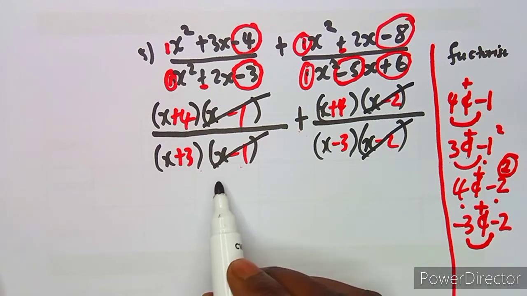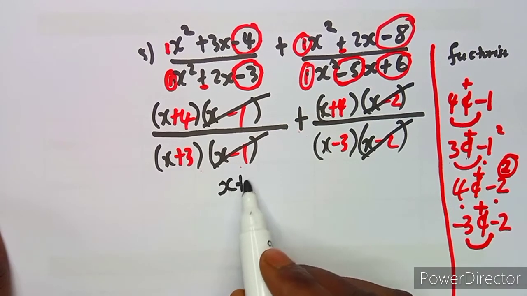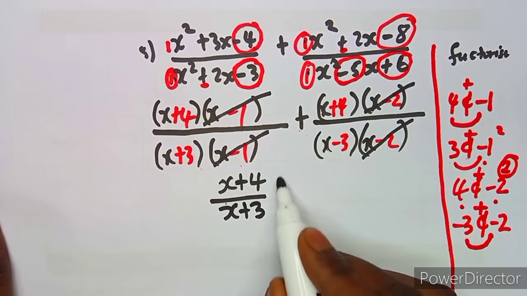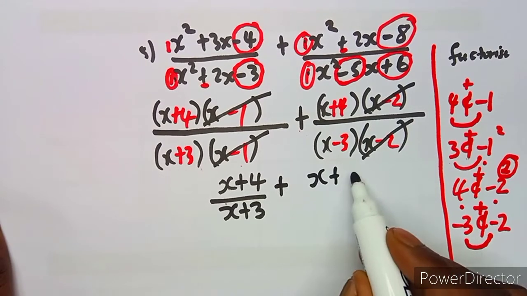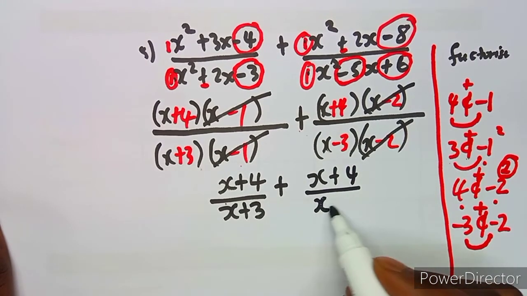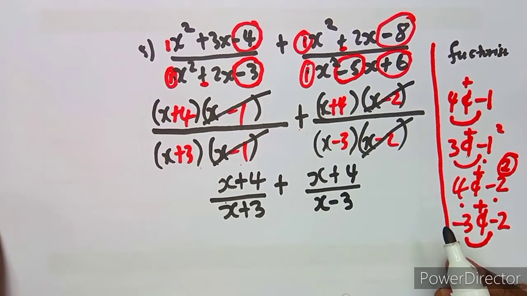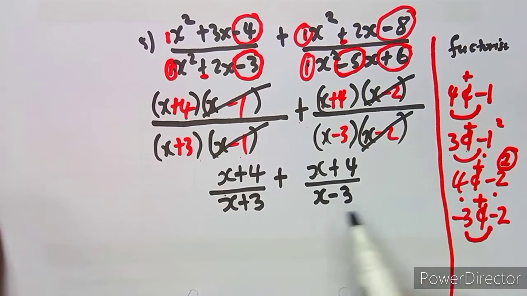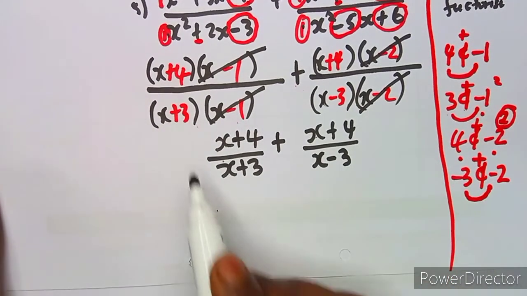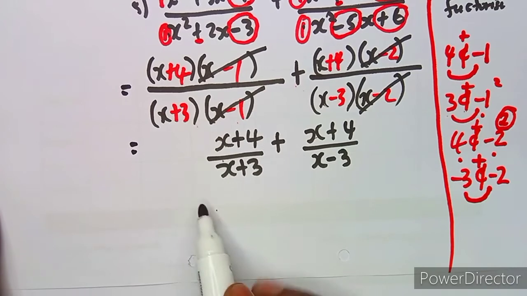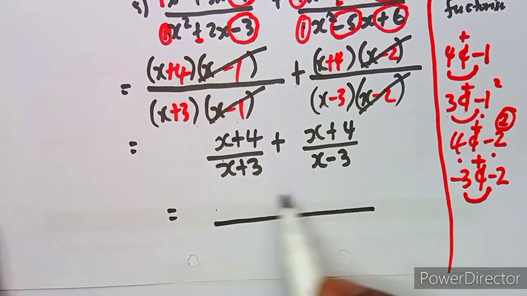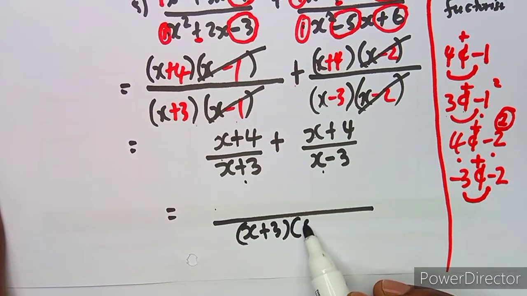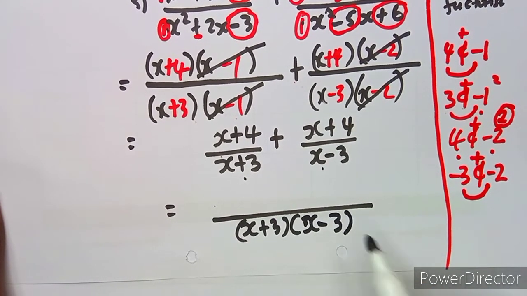That means you're going to be left with x plus 4 over x plus 3, plus x plus 4 over x minus 3. That is what you're going to be left with. Don't be tempted to cancel these two. We do not have that power. You're just going to remain with this. So you have to find our LCD in this case. What is going to be our LCD? Take these two brackets as they are, x plus 3, x minus 3, like this.